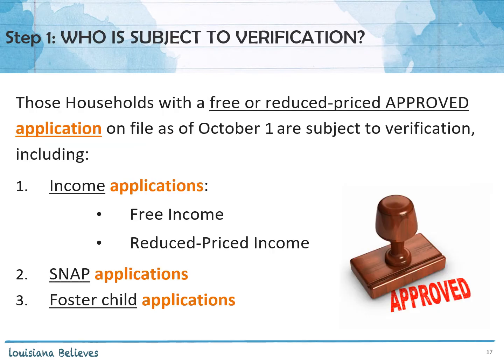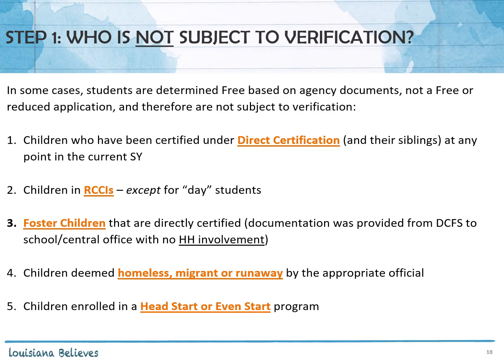So who is subject to verification? Those households with a free or reduced price approved application on file as of October 1st are subject to verification. This includes income applications, SNAP applications, and foster child applications. In some cases, students are determined free based on agency documents, not a free or reduced application, and therefore they are not subject to verification.